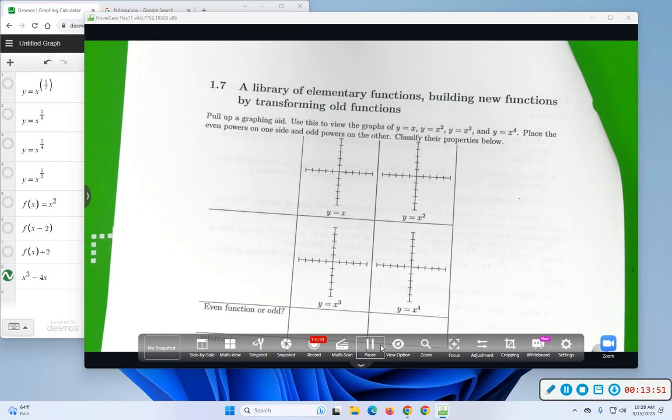The thing I want to do with the remaining 20 minutes is start building a pool of what I'll call elementary functions. These will be functions that you should always have in your pocket as things whose graphs you know, that you know some facts about. And one of them you already have. What's the graph of y equals x look like?